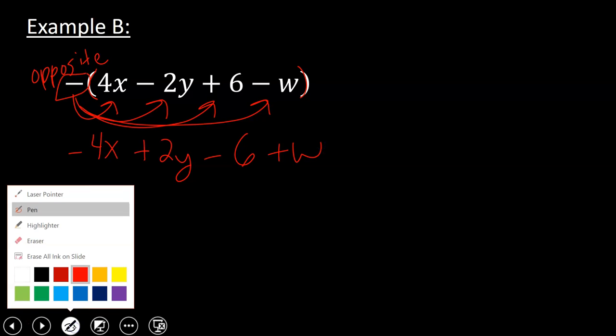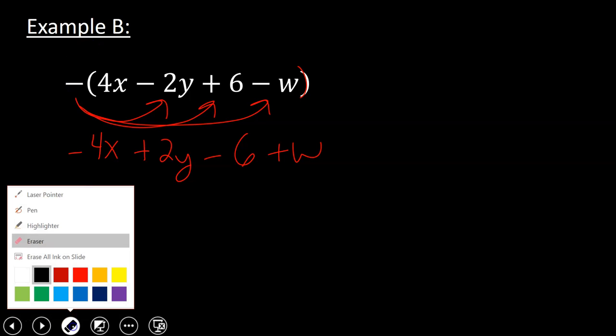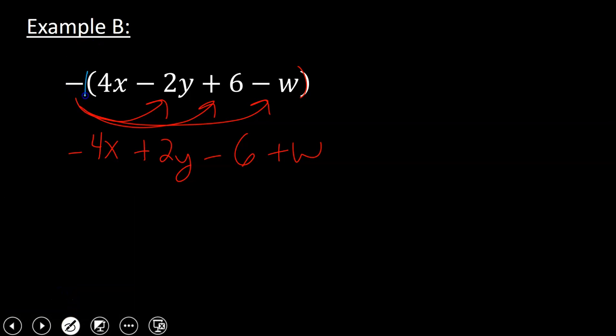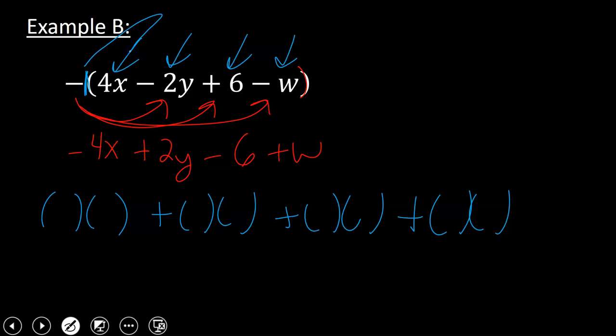Another way to think about this would be to say, okay, well, I better erase this. Is to think of this as a negative 1 in front. And then there are, let's see, 1, 2, 3, 4 terms. So I'm going to be multiplying by 1 term, 2 terms, 3 terms, and then finally 4 terms. So I'll be multiplying the negative 1 by this first term, 4x, and I will get negative 4x.